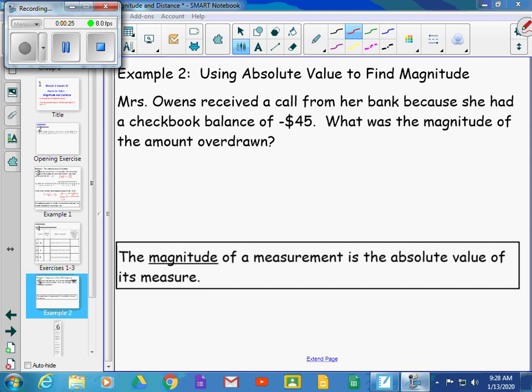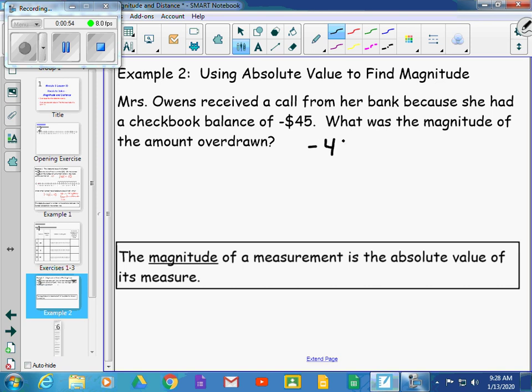But when we use magnitude, we use it in real world situations, and we express those real world situations using the absolute value. So if we look at our example, we have Mrs. Owens received a call from her bank account because she had a checkbook balance of negative $45. What was the magnitude of the amount of her overdrawn? Well, first of all, we want to think of that negative 45.